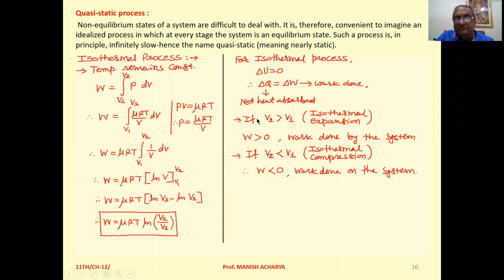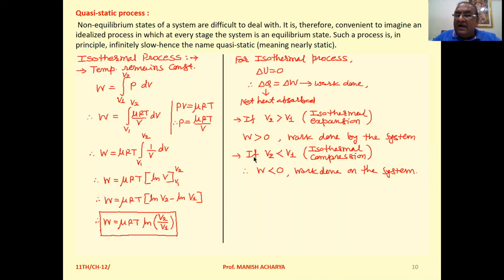Now see, if V2 is greater than V1, so final volume is greater than initial volume, that is called expansion. Here temperature is constant, so we say if V2 is greater than V1, then that is called isothermal expansion. In this case, your W will be greater than 0, meaning work done is positive. And if work done is positive, then it is called work done by the system.